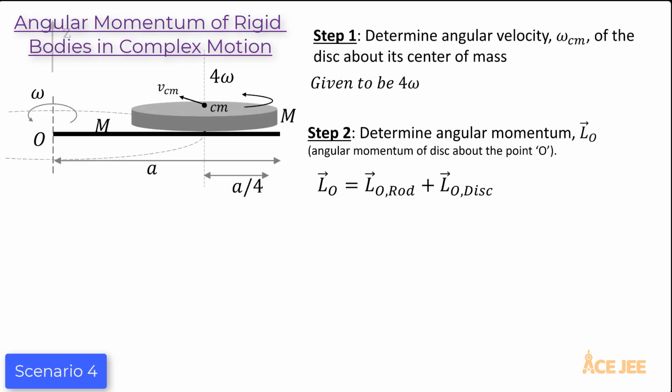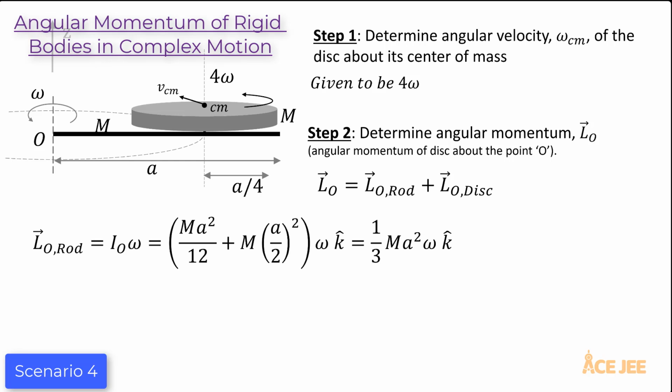Moving on, in this scenario, we have a rod of mass m and length a and a disk of the same mass m and radius a by 4. The rod is hinged at point O, while the disk is hinged on the rod at a distance of 3a by 4 from O as shown. And the rod is rotating about O with an angular velocity omega, and the disk is rotating about its center of mass with angular velocity 4 omega as seen by an observer on the ground. Here, the angular momentum of the rod-disk system about O is simply the sum of the angular momentum of the rod about O and the angular momentum of the disk about O.